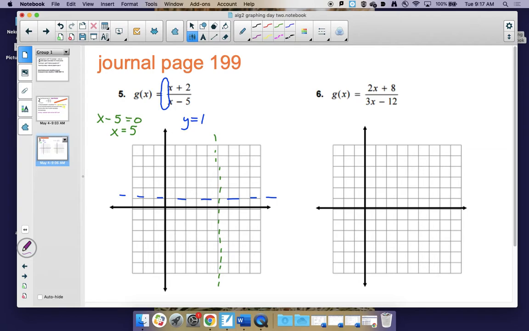Everything else is the same. We still find 2 dots on either side of this 5, so I'm going to find a 4 and a 6. When I put 4 into the original problem, I have 6 over negative 1. When I put 6 in there, I've got 8 over 1.